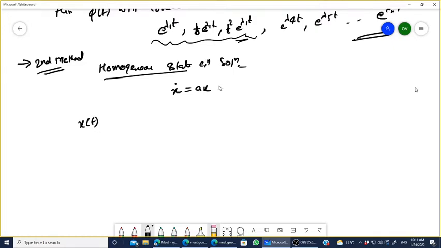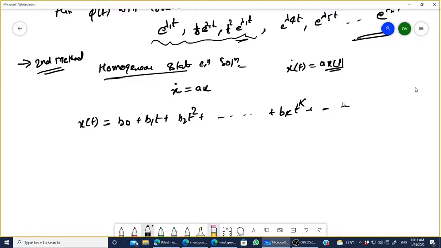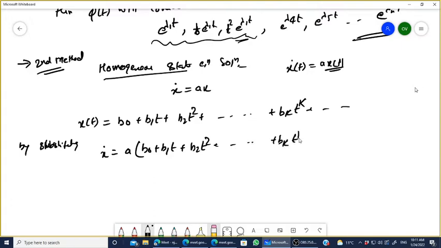Where x(t) is equals to, let's say this is the x(t), right? x dot t is equals to a x(t), and where let's say consider x(t) is equals to b naught plus b1 t plus b2 t square, like bk t to the power k. Let's say this is the polynomial. Now substitute this equation. x dot becomes a b naught plus b1 t plus b2 t square up to bk t to the power k plus dot dot dot. Is it clear? You can write here a b naught plus a b1 t plus a b2 t square up to a bk t power k up to this point.